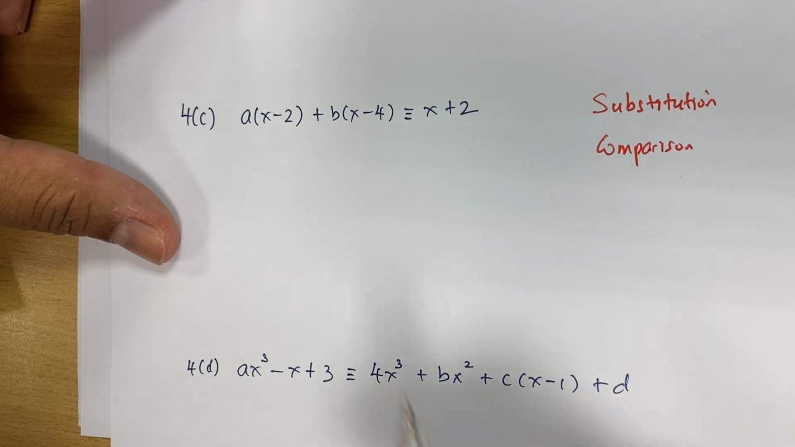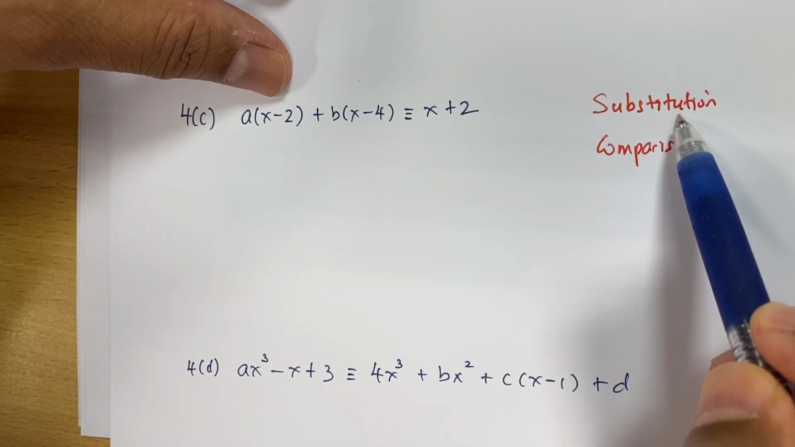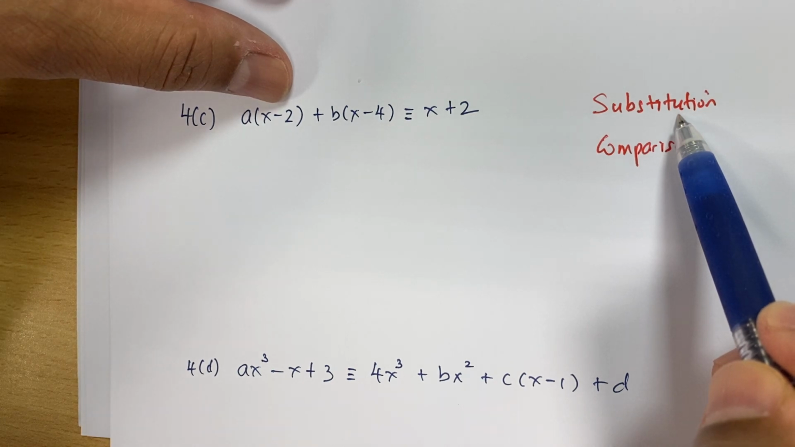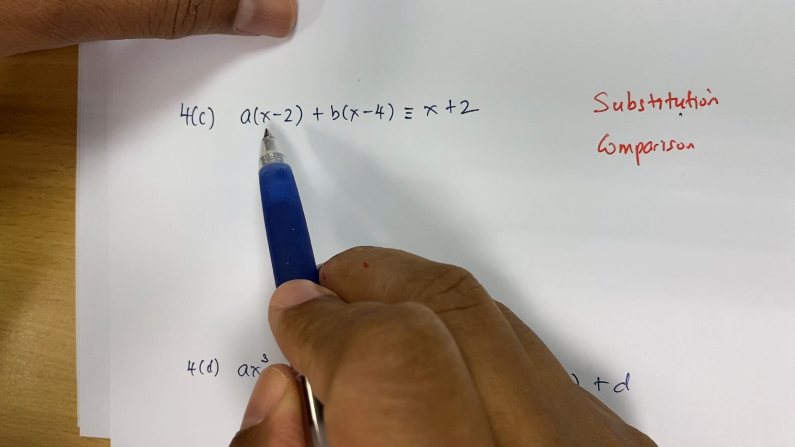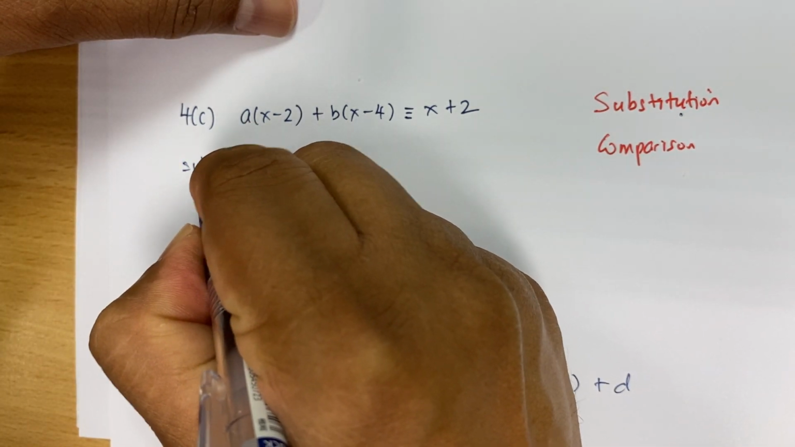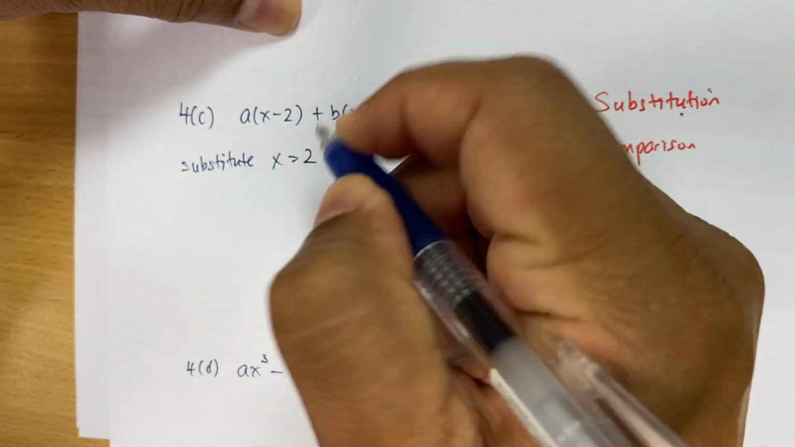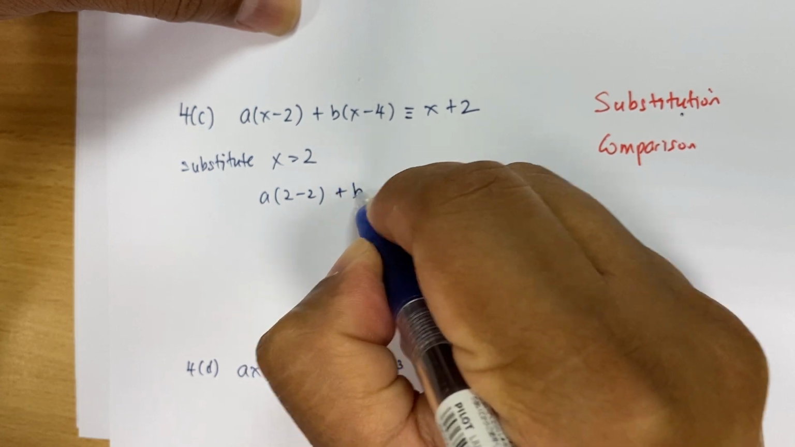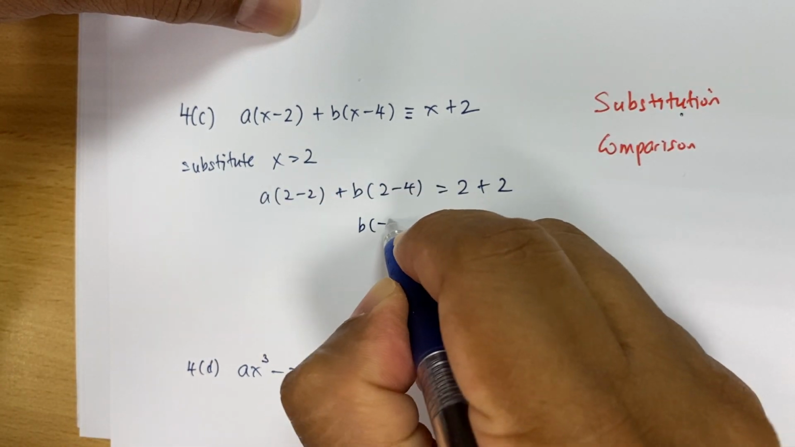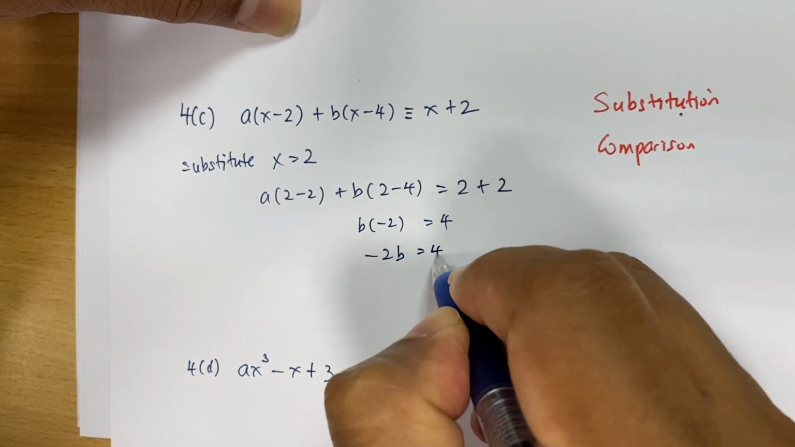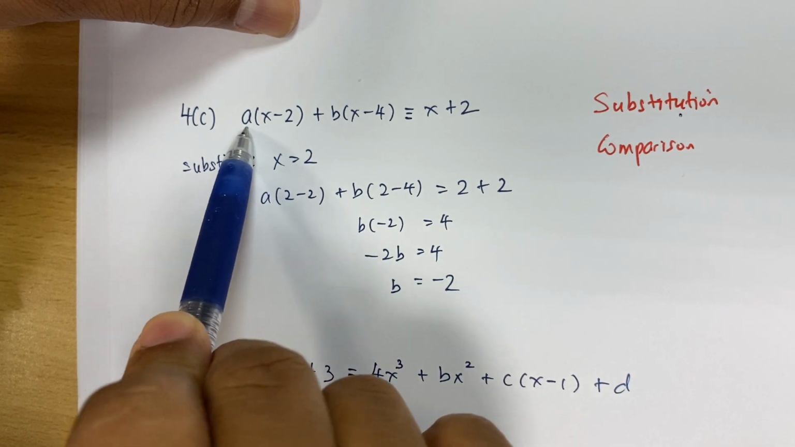Now for this question, if you want to use the substitution method, we substitute an appropriate value of x. What will be possible appropriate values of x? If you look, x minus 2. If we want to eliminate a, for instance, we can substitute x equals 2. You are going to get a(2 minus 2) plus b(2 minus 4) equals 2 plus 2. This will be 0, this will be negative 2, this will be 4. So you get minus 2b equals 4. So b must be minus 2. This is a hint for you.